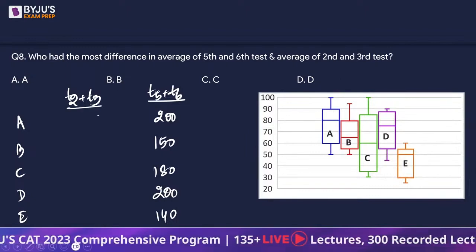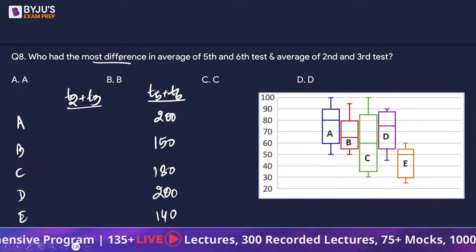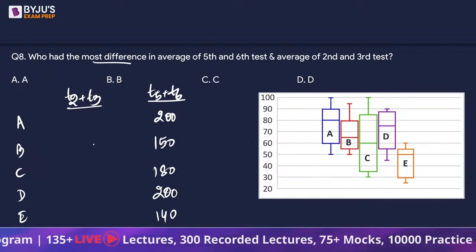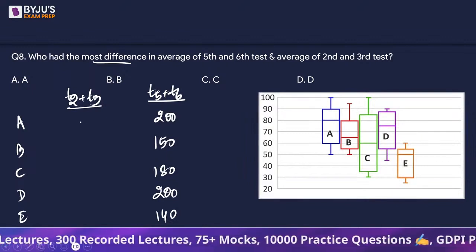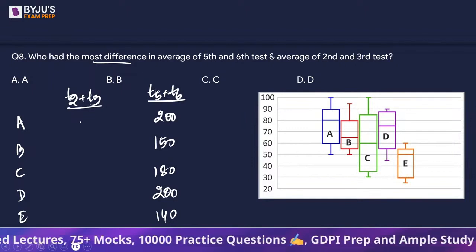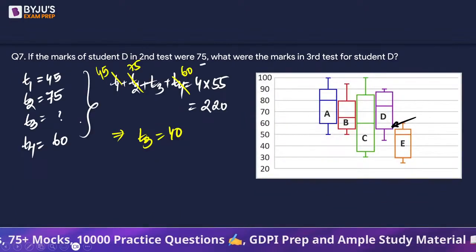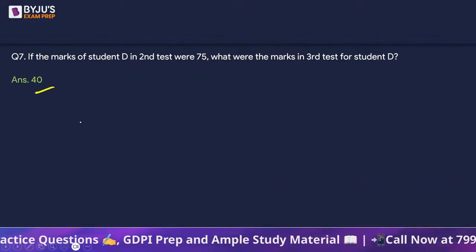If it's the sum, then we need to do the difference of the averages with the same sum, right? We need to find the most difference, the biggest difference. So they need to be as far apart as possible. And if you look at T2 and T3 for A, we are going to use this.